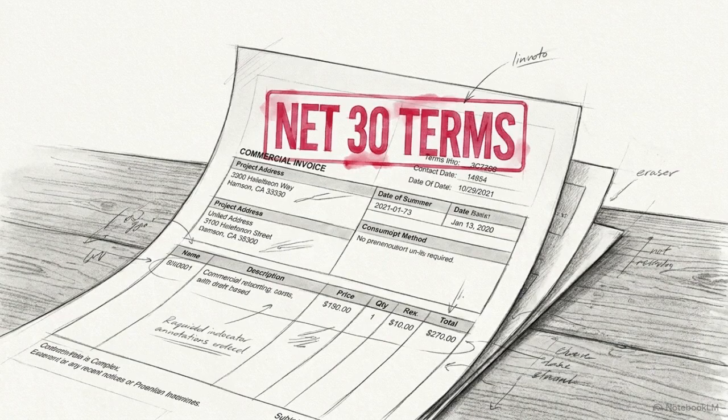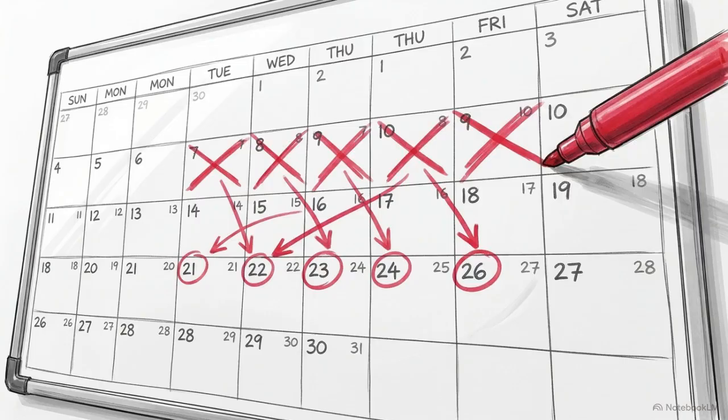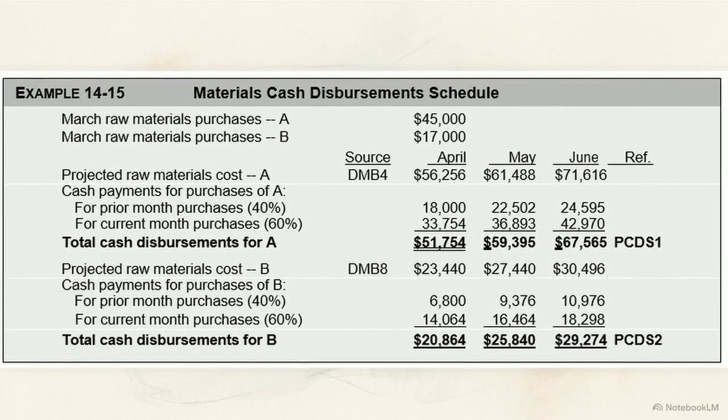The exact timing of these outflows is dictated by credit policies and purchase terms. Loose credit delays cash receipts, while taking advantage of supplier discounts accelerates cash outlays. These policies alter the timing of raw operating expenses. This is a standard materials cash disbursement schedule. It demonstrates how specific payment terms break a single expense into overlapping cash requirements across multiple months. Look at the payment policy for the supplier. The company pays 60% of its current month's purchases immediately, while paying off the 40% remainder from the prior month.